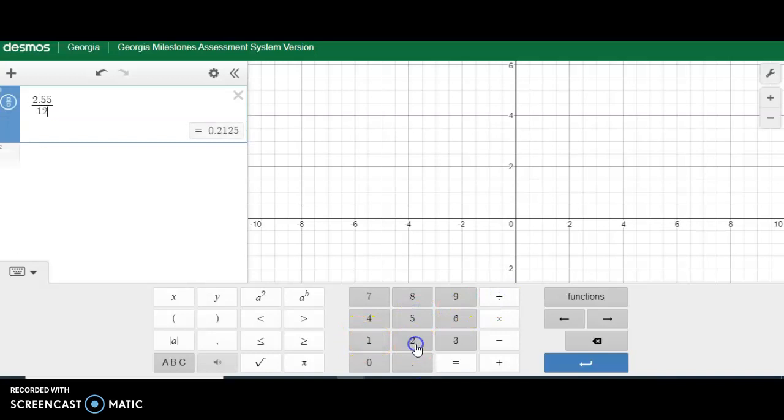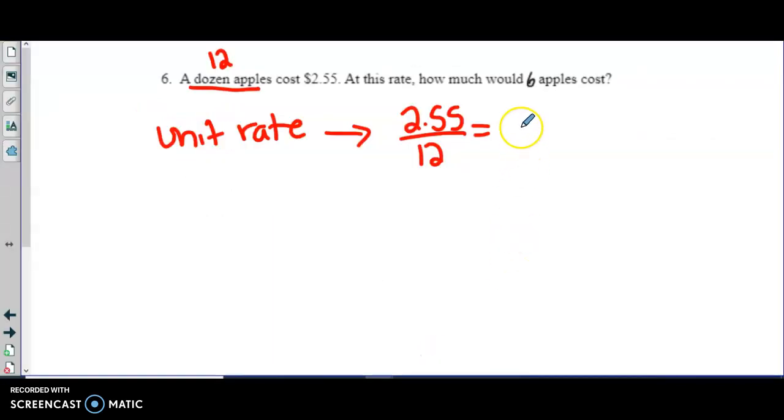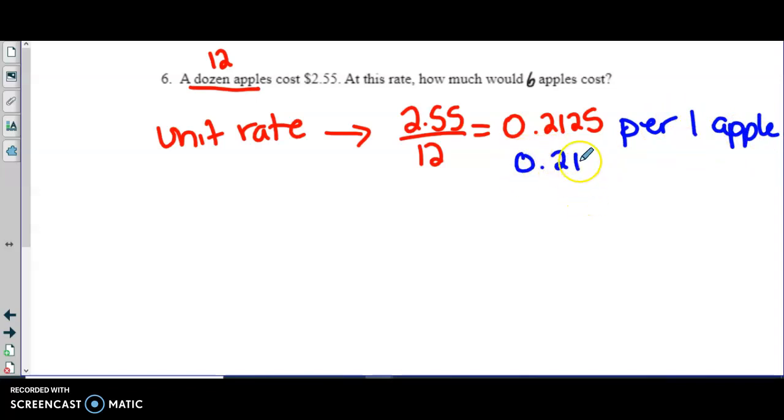$2.55 divided by 12. I'm going to write down this whole decimal, 0.2125. Now this is money, so we would want to round it, but I'm not going to round it yet. I'm going to wait till the very last step to round my answer. So what this tells us is that each apple costs this much. So this much per 1 apple. And we could probably go ahead and round that to 21 cents per apple. We'll probably get the same answer.